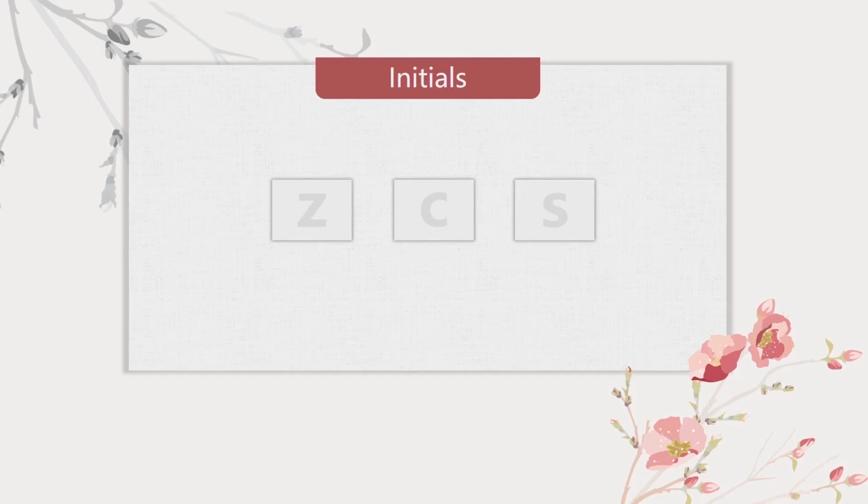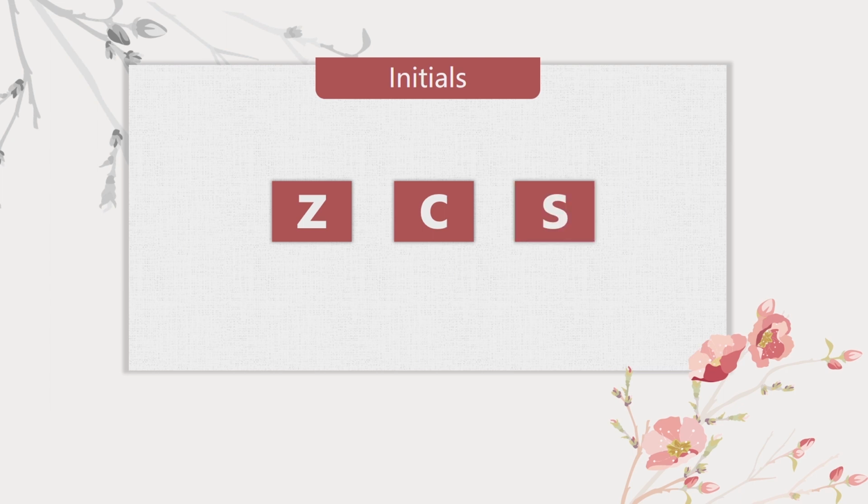Last lesson we learned zh, ch, sh, and r. It's not r. Okay, very difficult. So far we've learned 4 of 7. So what are the final 3? The next 3 is z, c, s.